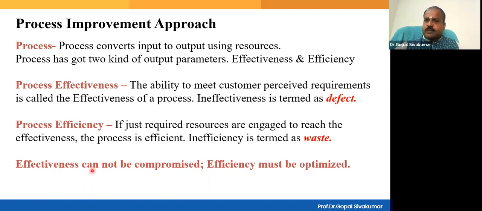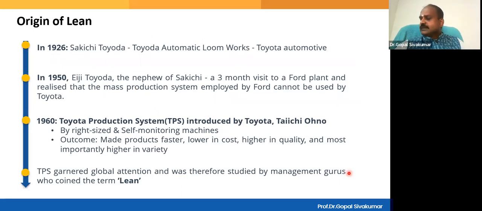Effectiveness can never be compromised. Otherwise, what happens? A product with a defect will reach the customer. And efficiency must always be optimized, because otherwise, making profit will be a difficult job for your company, right? Both are important. So all this understanding is called learning. This is called learning.